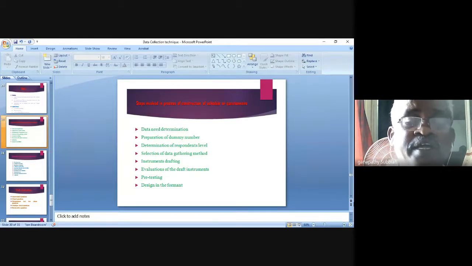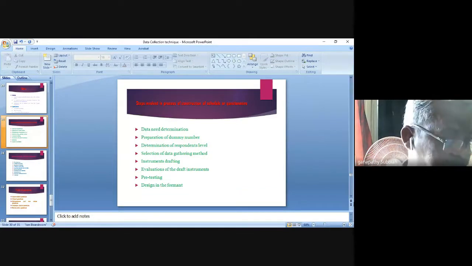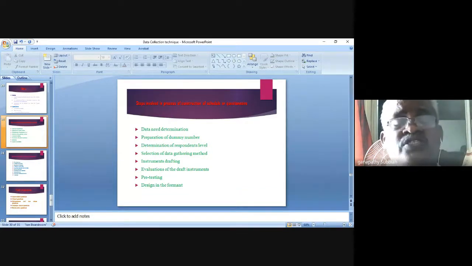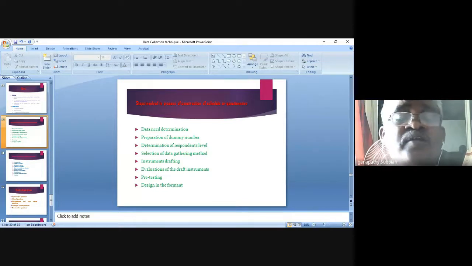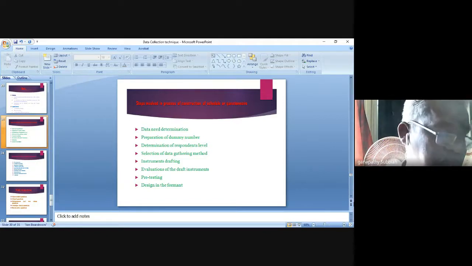Number one, data need determination. Each and every researcher must ask, what data is required for their research? For the preparation of the schedule or questions, these are the related questions to be included in the questionnaire. It requires deep analysis of the study, the data relating to the objectives of the study, and the data relating to the framed hypotheses. So that is data need determination in the preparation of schedules and questionnaires.